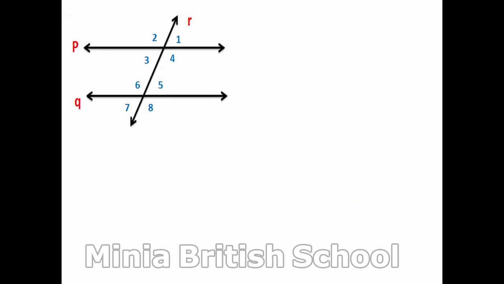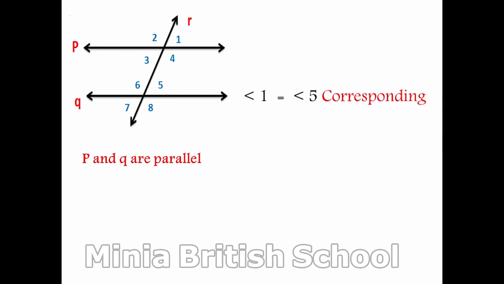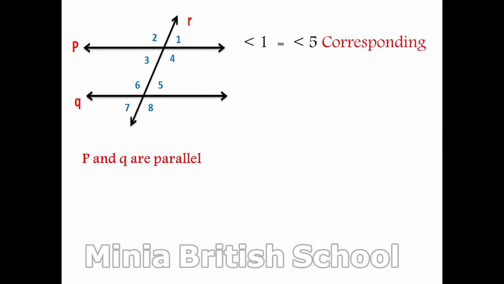Here, consider line P and line Q, which are on a plane. The lines are also parallel to each other. If line P and Q are parallel and R is a transversal, then each pair of corresponding angles is equal in measure. I mean, measure of angle 1 equals measure of angle 5 and measure of angle 2 equals measure of angle 6. Measure of angle 3 equals measure of angle 7 and measure of angle 4 equals measure of angle 8.